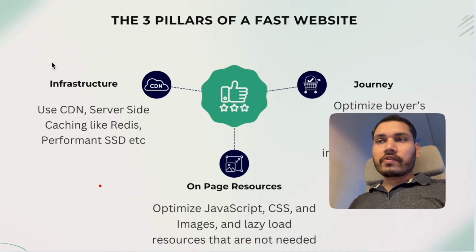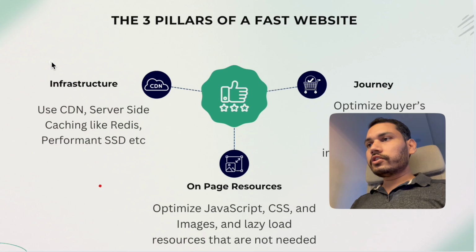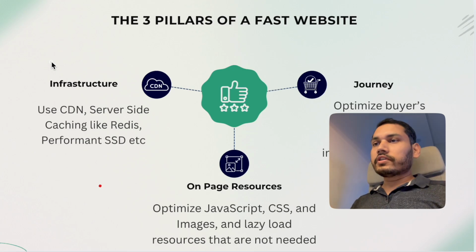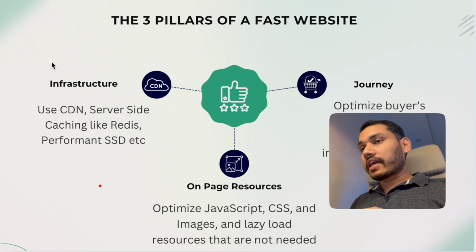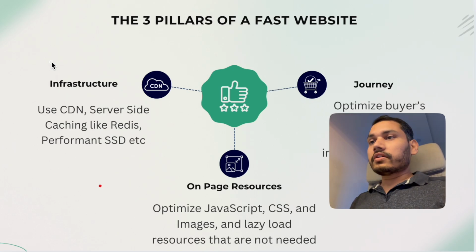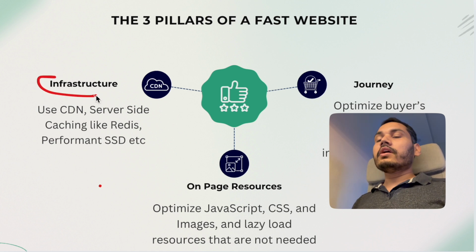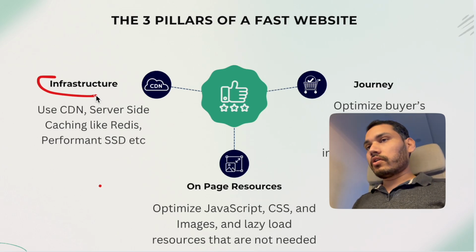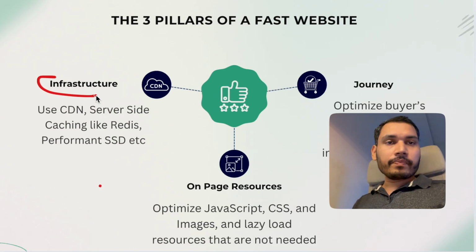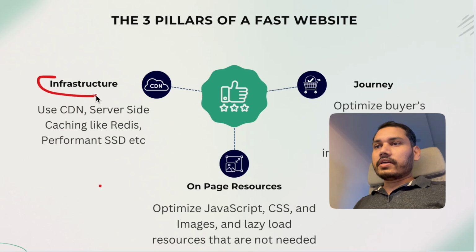There are three pillars of a fast website, and the first one is the infrastructure layer. It involves using CDN and server-side caching like Redis and all of the server performance, which comes under infrastructure. If you're using Shopify, all of these are already taken care of because Shopify does provide all of it. By chance, if you're using WooCommerce or other platforms, then you will have to take care of this as well. But we are focusing on Shopify, so at least this infrastructure part is taken care of.